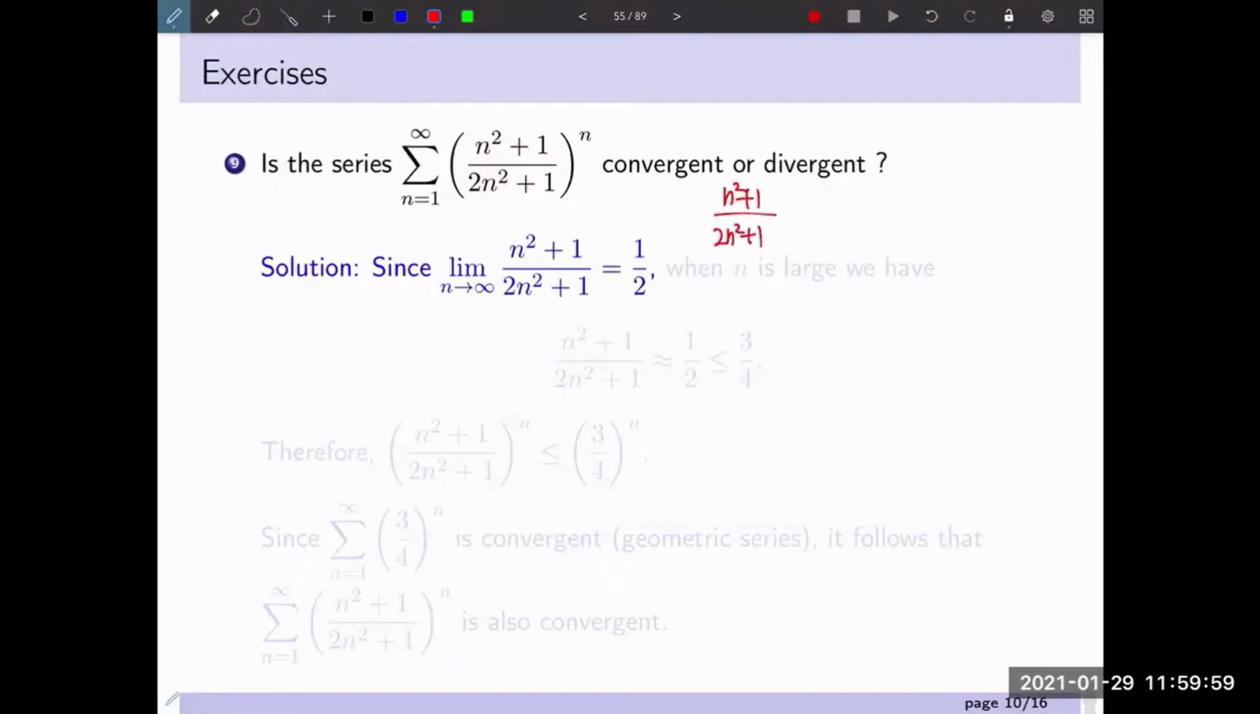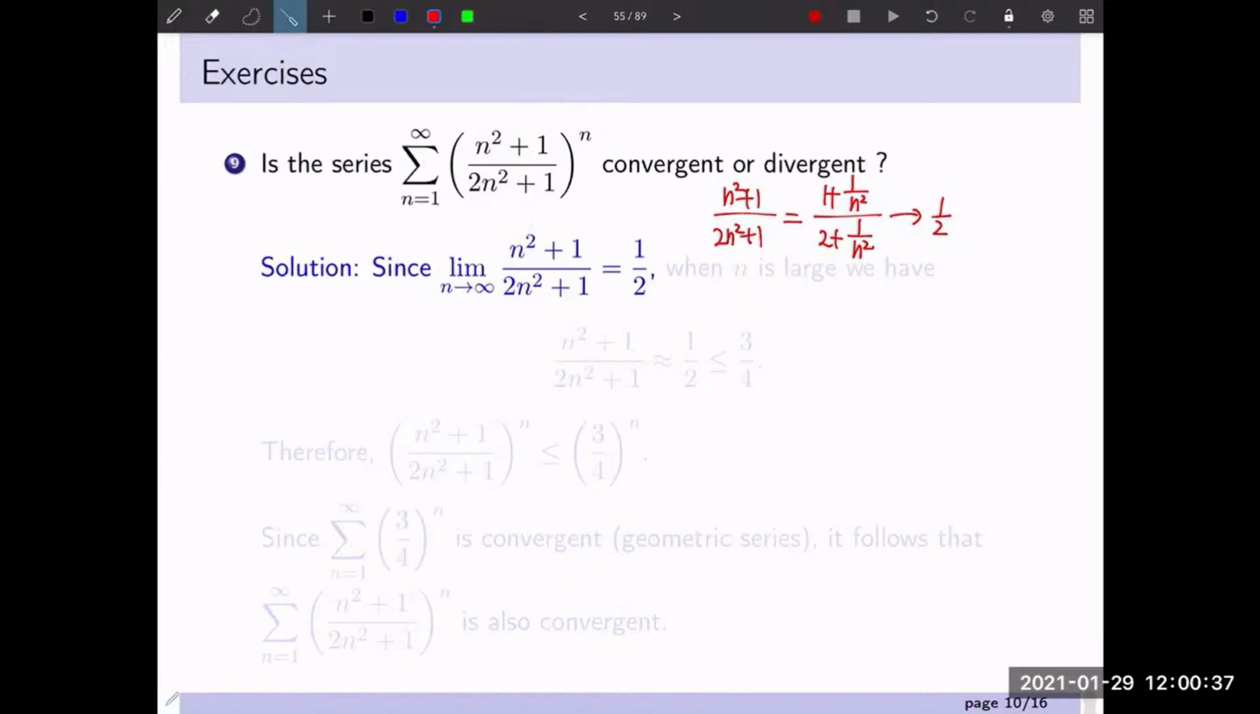For all such questions, you can divide the biggest term, n squared, in both upper and lower side. If you divide by n squared, you get this. Then when n tends to infinity, this tends to (1 plus 0) over (2 plus 0), which is 1/2. So when n is sufficiently large, this is roughly 1/2. If this is roughly 1/2, you get 1/2 to some power n. This is a geometric series. The series would be convergent, right?